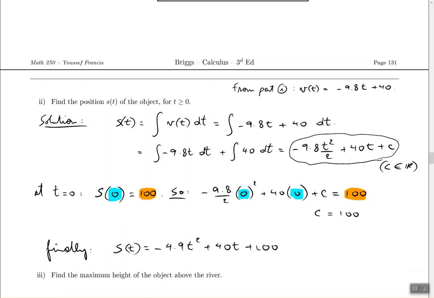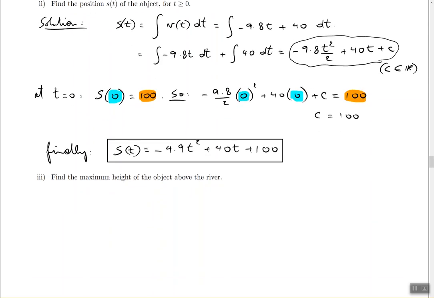So this function will basically determine where the rock is at any moment in time, including at the time of launch. So if you replace t with 0, you'll find out that the number is going to be 100, which tells you that at the moment of launch, your rock was 100 feet above the ground.